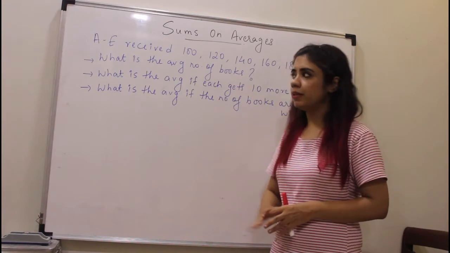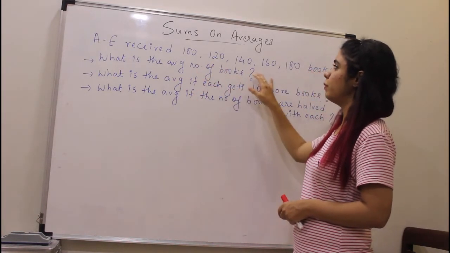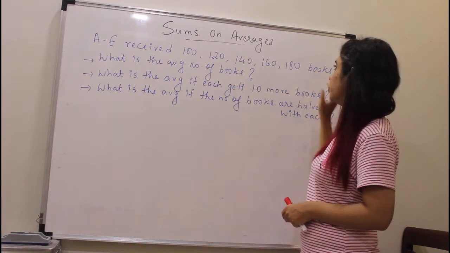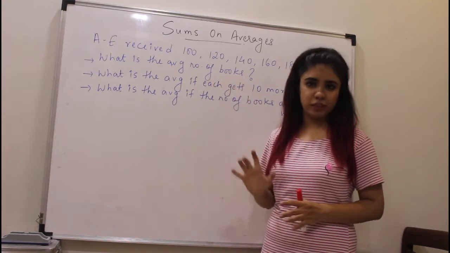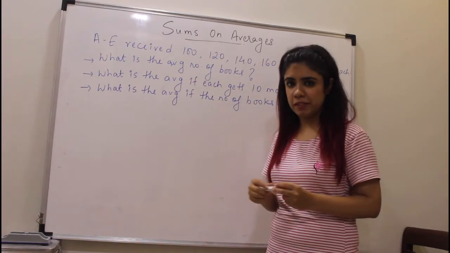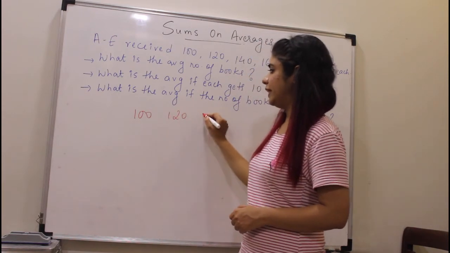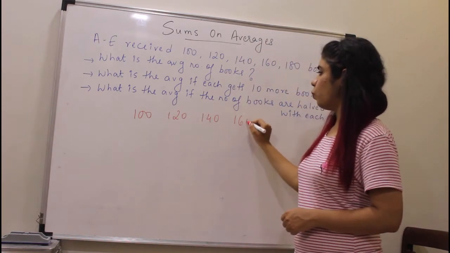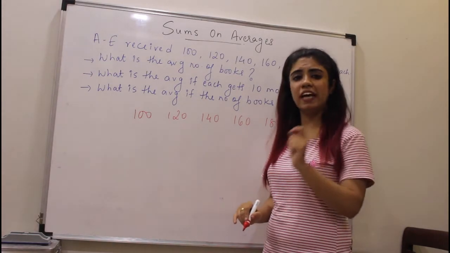What does it say? You have A to E received 100, 120, 140, 160, 180 books, each of them. What is the average number of books? Okay, you have 5 people and they have got 100, 120, 140, 160 and 180 books with them. They are asking you what is the average.